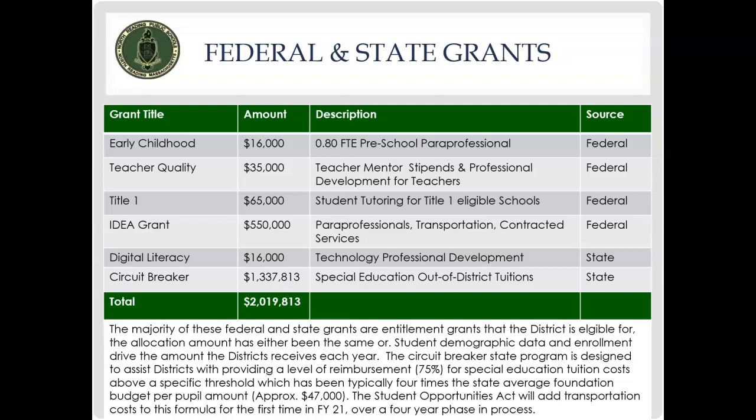The Circuit Breaker program is a state program designed to assist districts by providing a level of reimbursement, generally 75%, for special education tuition costs that are above a specific threshold amount, which has typically been 4 times the state average of the foundation budget, approximately $47,000. The Student Opportunities Act, which has been in place and would be in its 3rd year in fiscal 24, is looking to add special education transportation costs to this formula. This is being phased in over a 4 to 5 year process.